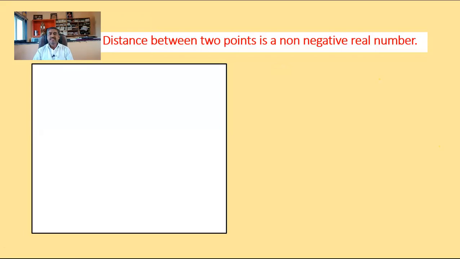Distance is never a negative number. It is always a positive number. Question number 2. The coordinates of some points are given in the table below.